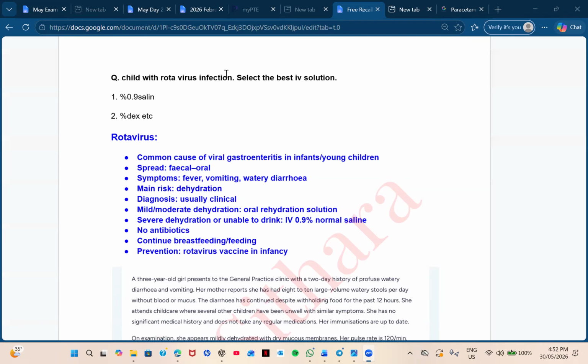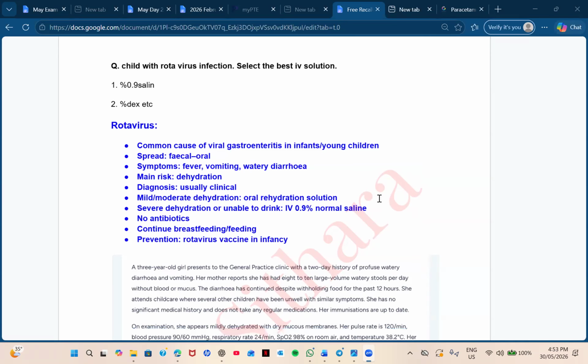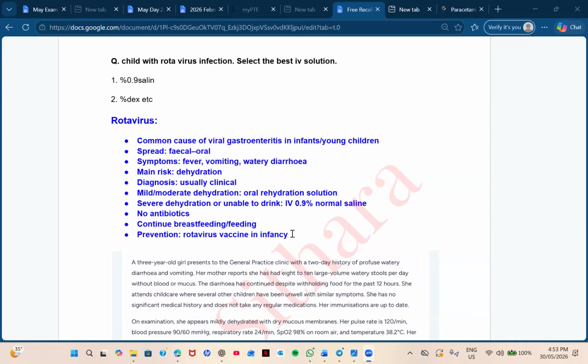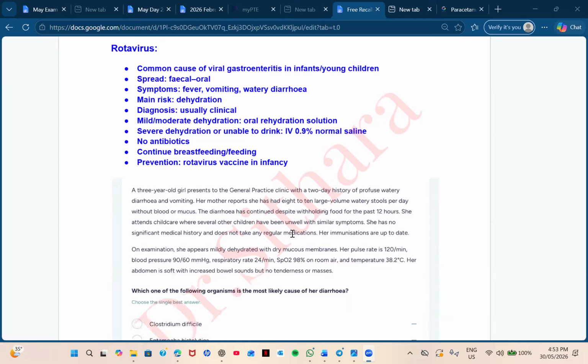Okay, so I'll explain. What is rotavirus? What are the points that you need to know? It is a common cause of viral gastroenteritis in infants and young children. It spreads by the fecal-oral route. Symptoms are fever, vomiting, and watery diarrhea, and the main risk is dehydration. Diagnosis is usually clinical. For mild to moderate dehydration we use oral rehydration, which is the simplest way. For severe dehydration, you have to give IV fluids. No antibiotics; continue breastfeeding or feeding. Prevention is the rotavirus vaccine in infancy.